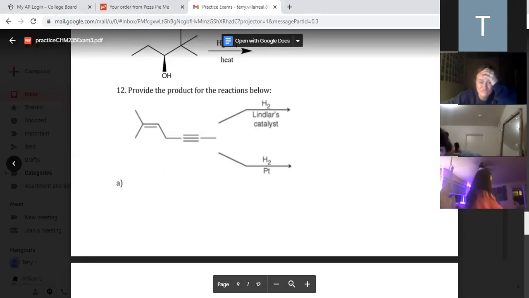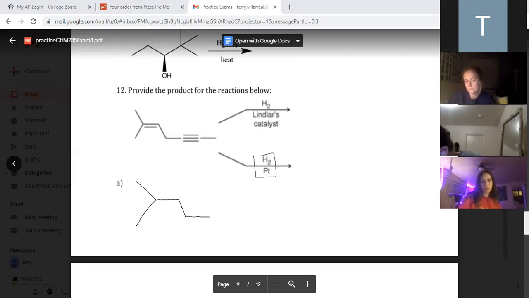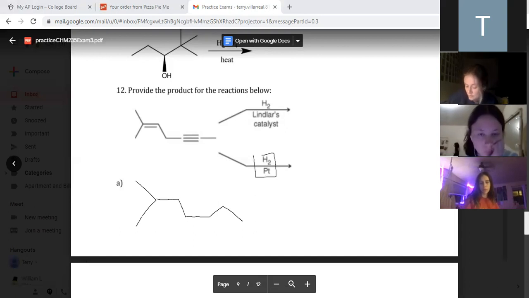Okay, so this is one of our many H2 reactions, right? H2 and platinum is going to be our easier one. Does H2 and platinum react with both or just one of them? Nope. H2 and platinum, every double bond, every triple bond will be gone. So you would just simply draw what you have. So this double bond goes away and this triple bond goes away.